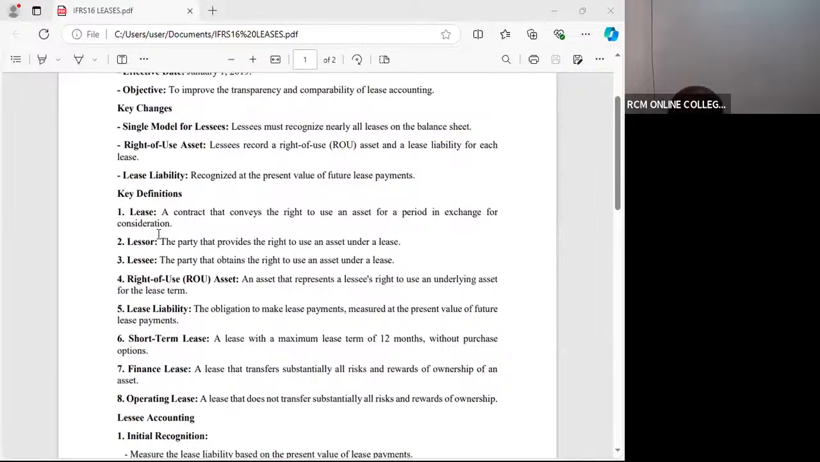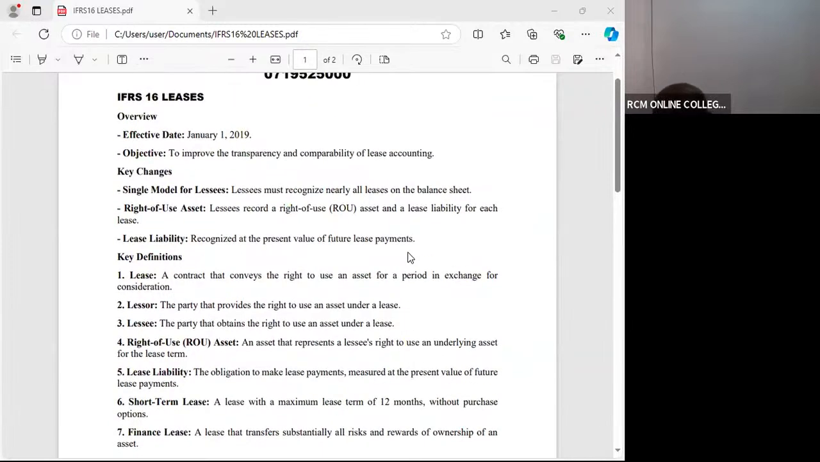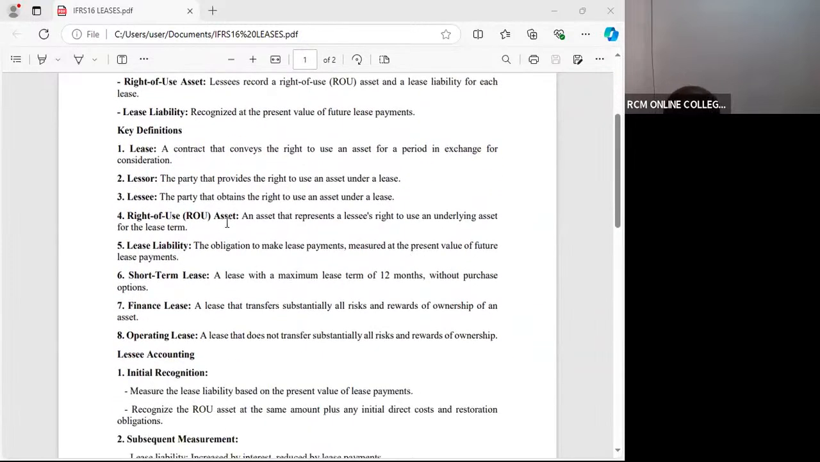So then we come here straight, ladies and gentlemen, we are told something very, very important. We have a lessor, the party that provides the right to use an asset under a lease. So the owner is the lessor. Lessee is the party that obtains the right to use this asset. So like if it's a house, then the lessee becomes the tenant. We have right of use, an asset that represents a lessee's right to use an underlying asset for the lease term. So we have these definitions.